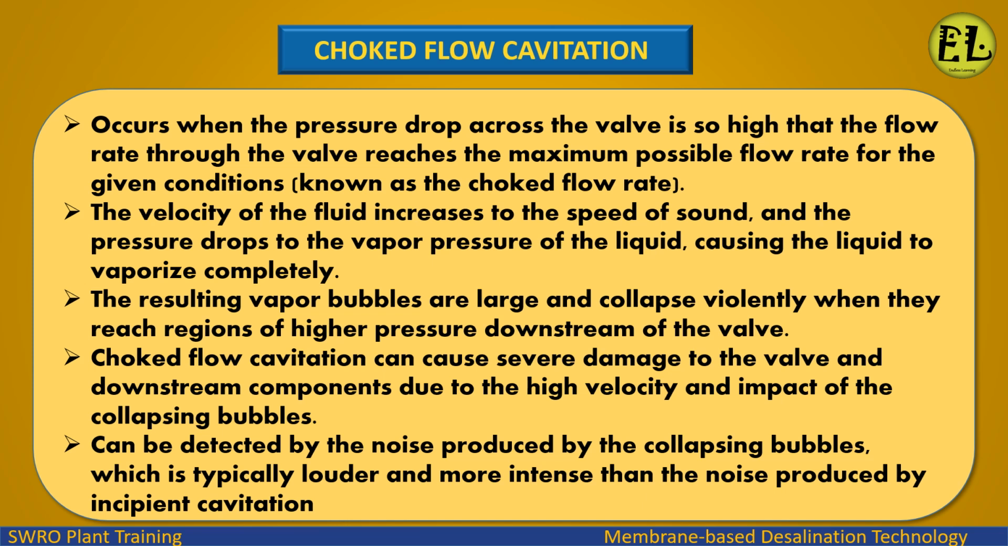The resulting vapor bubbles are large and collapse violently when they reach regions of higher pressure downstream of the valve. Choked flow cavitation can cause severe damage to the valve and downstream components due to the high velocity and impact of the collapsing bubbles. It can be detected by the noise produced by the collapsing bubbles, which is typically louder and more intense than the noise produced by incipient cavitation.